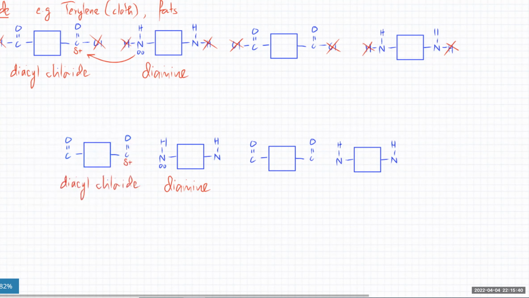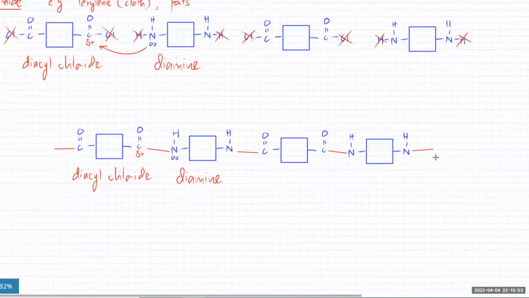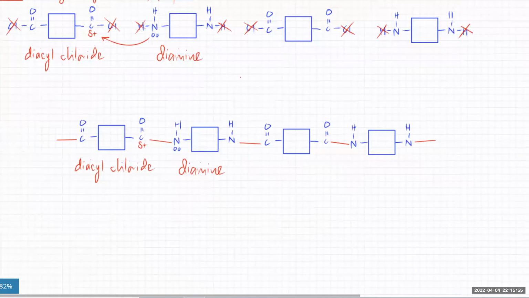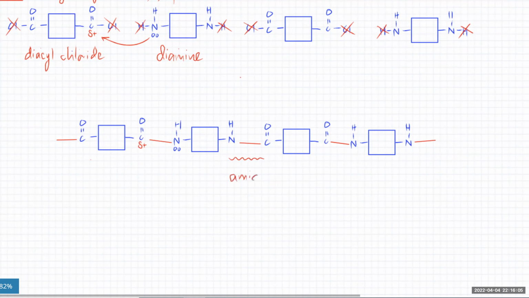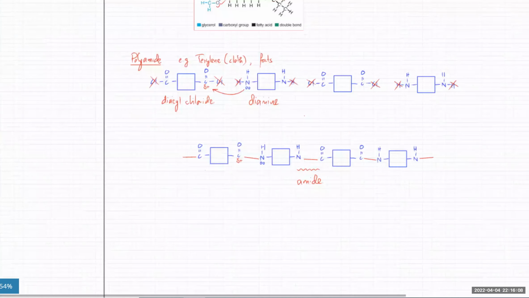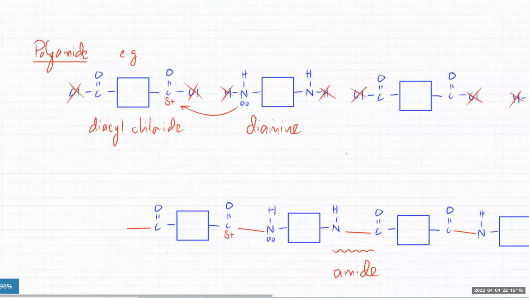You're going to create these linkages between them. The N and C will bond. The N and C over here will bond. And remember to draw these continuation bonds always. So that's your amide linkage now. This is what has happened, and this in the middle is your amide link, which is why it's called a polyamide. Examples of polyamides include nylon and Kevlar.